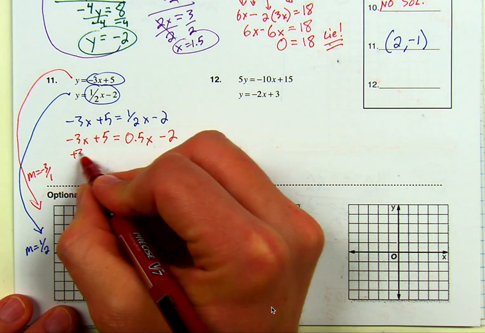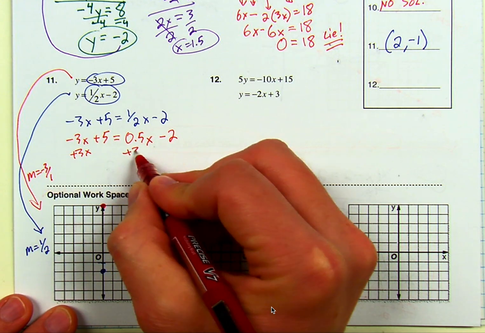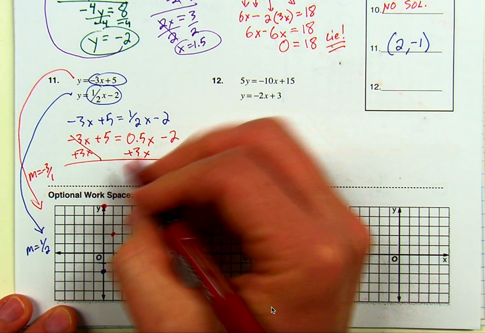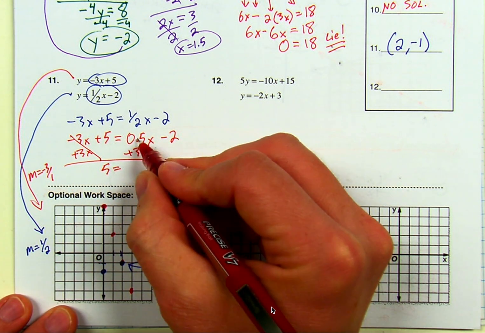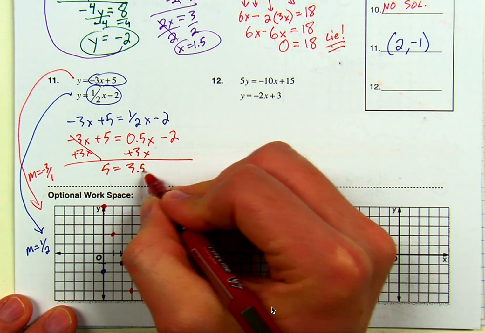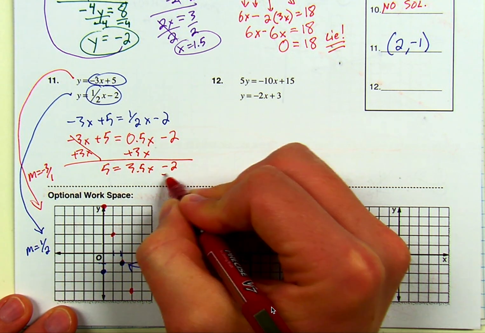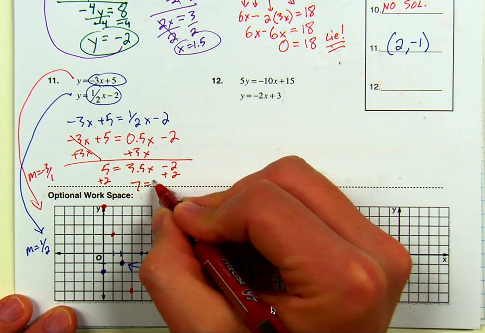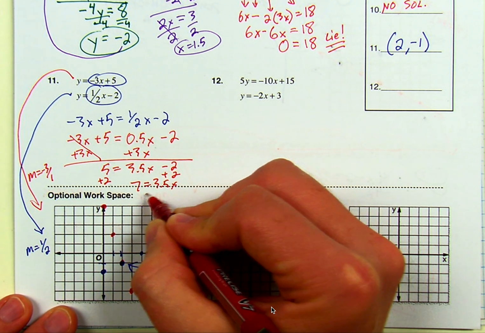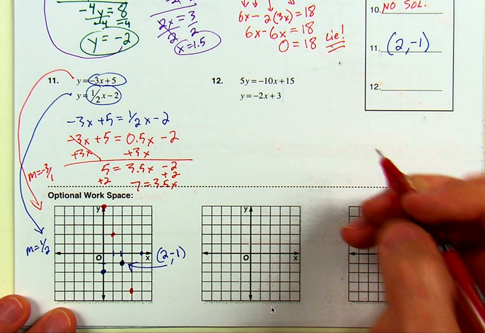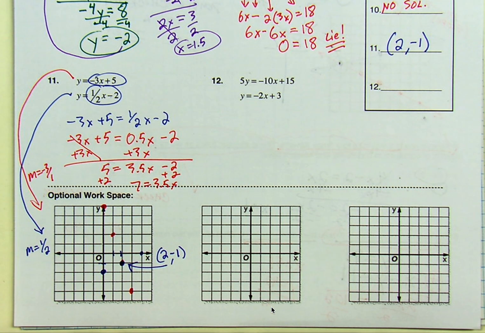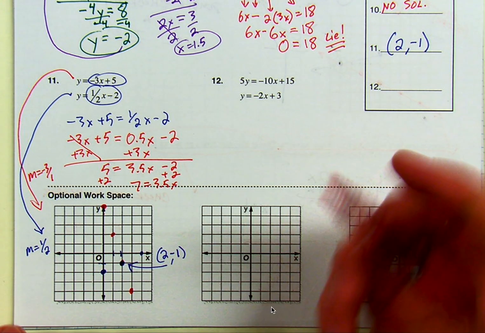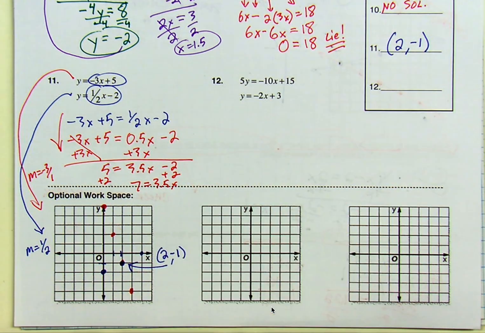I'll just show you partway through this. You'd get 5 equals, what's 0.5 plus 3? 3.5, right? And then you'd add 2. You'd get 7 equals 3.5x, and then you divide by 3.5, and you'd get x equals 2. And then you could figure out the rest from there. All right, so it's good to know how to graph, right? But you can also do it by substitution if you want to as well.